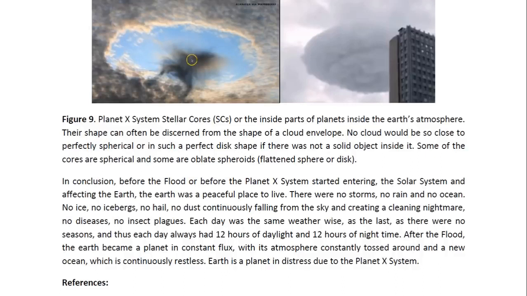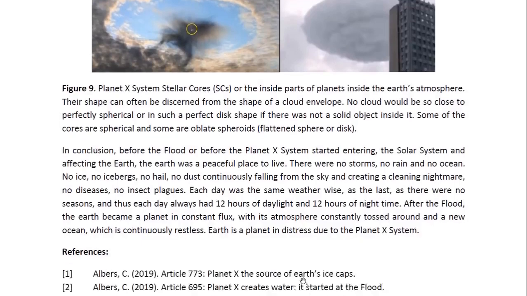After the flood, the Earth became a planet in constant flux, with its atmosphere constantly tossed around, and a new ocean which is continuously restless. Earth is a planet in distress due to the Planet X system.